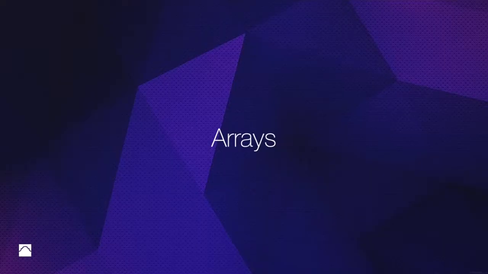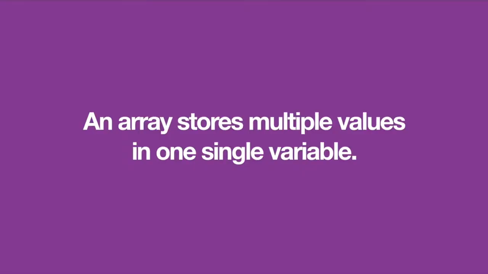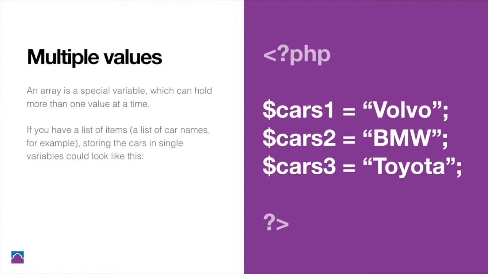So then for arrays, an array stores multiple values in one single variable. We kind of went over that last week when we were mentioning variable types, which if you try to do a type of a variable that holds an array, it'll say an array type. So an array is a special variable which can hold more than one value at a time.